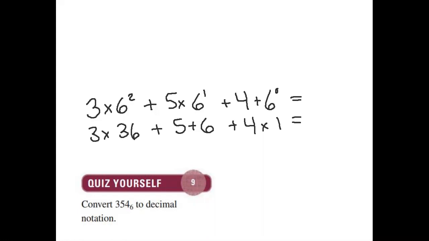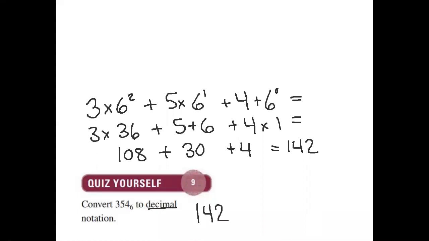3 times 36 is 108, plus 30, plus 4, for a total of 142. Convert 354 base 6 to decimal notation, 142. And we don't have to write a little subscript base 10 because we understand this numeral representation to be base 10.